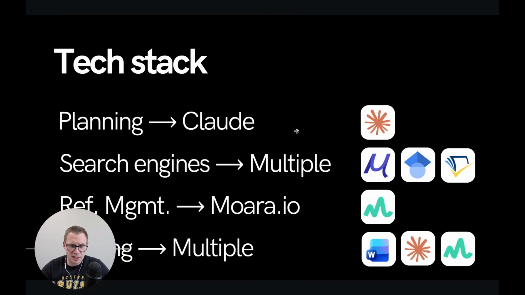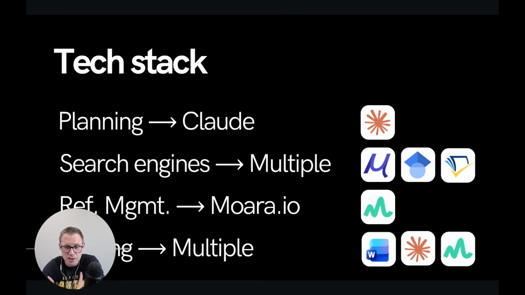I talk often about the importance of planning and how you need a good tech stack up front. And so the tech stack that I'm using here is pretty straightforward. I'm doing my planning in Claude. I've put out a couple of different videos about the fact that Claude is really great for kicking off and scoping your review, figuring out your research question, for example, getting some summaries.